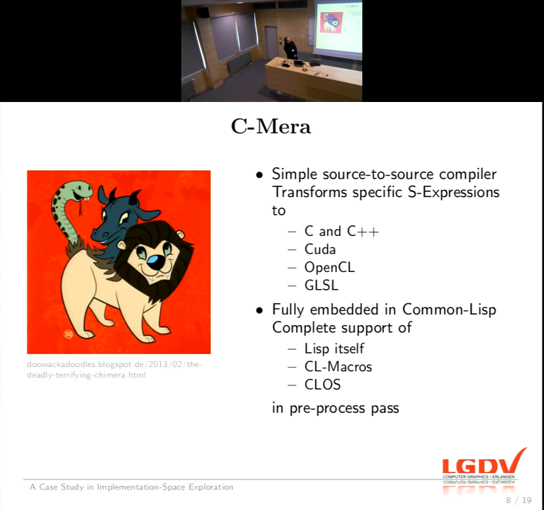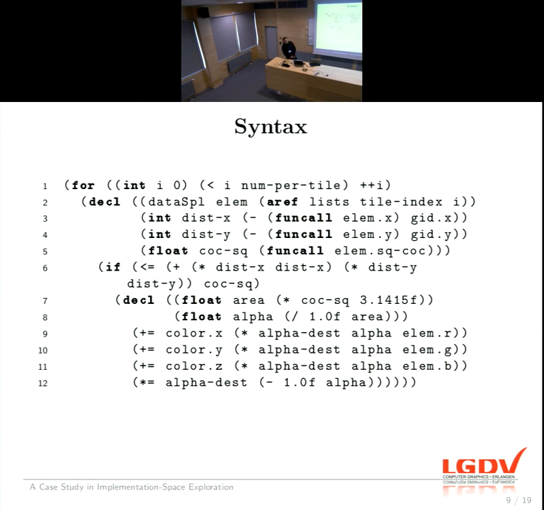So C-Mera, Kai already talked about the system, but I will repeat some small parts. For example, C-Mera is a source-to-source compiler which transforms specific S-expressions to a C-style result. While processing our S-expressions, we can use Lisp itself and Common Lisp macros, and of course, the Common Lisp object system for the pre-processing pass. That's what we feed C-Mera with. It's the input code. And essentially, this is our accumulation loop.